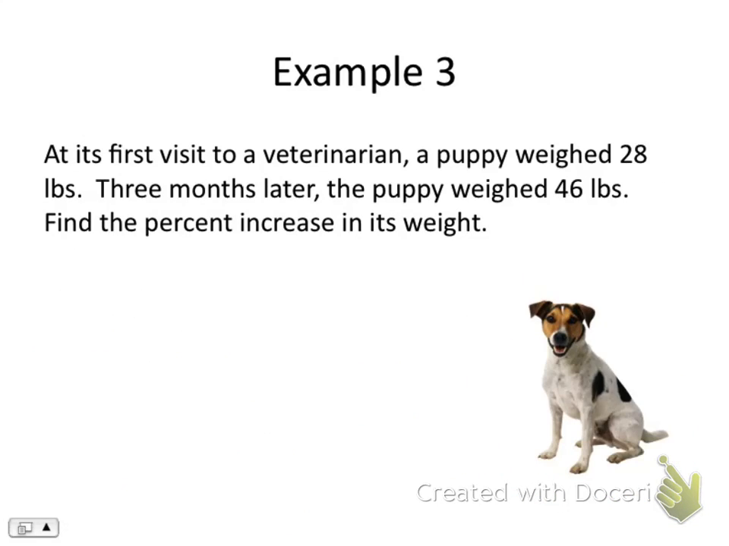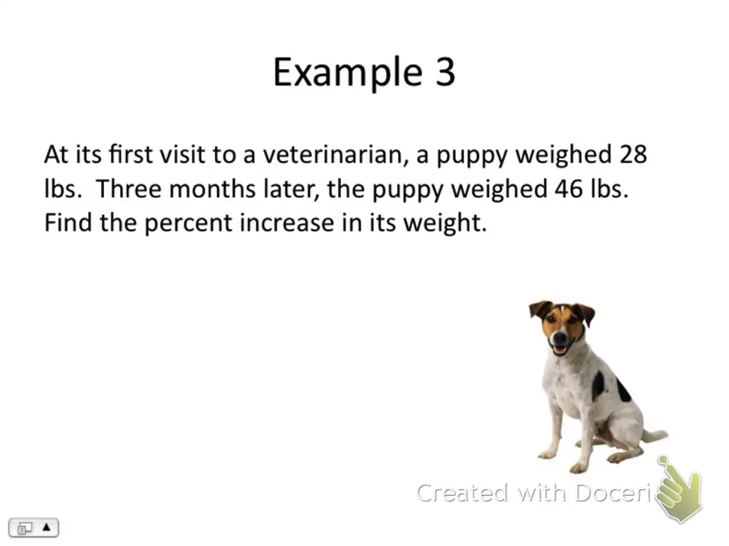Okay. At its first visit to the vet, a puppy weighed 28 pounds, and then 3 months later the puppy weighed 46 pounds. And we want to know what the percent increase is for this. So we see two totally different weights. We can calculate the amount of the change in the puppy's weight so that we can then relate it to its original weight and find the increase.